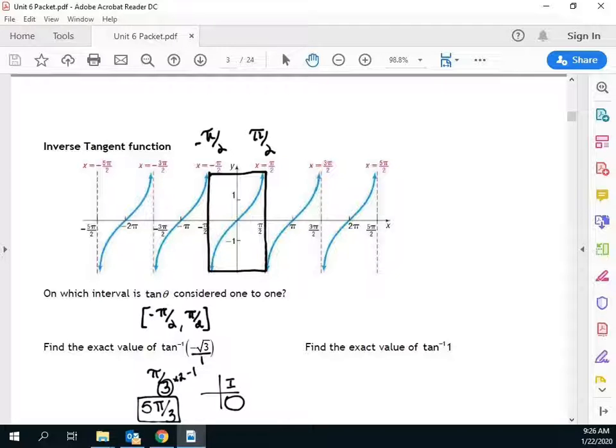Now it goes on and says, find the exact value of the inverse tangent of 1. Well, what has to be true about a fraction in order for it to equal 1? It has to be the same numbers on top as they are on bottom. Which one of these angles is going to give us the same numbers on top as it is on bottom? Pi over 4, 45 or pi over 4.